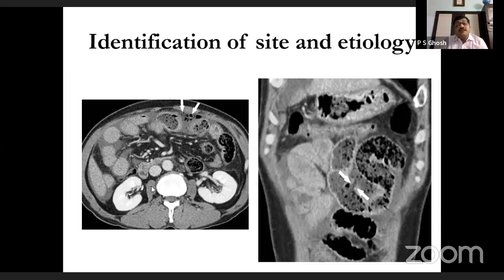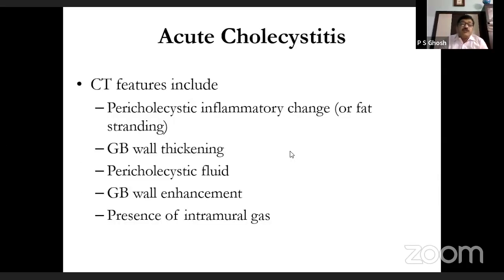This is a young gentleman presented after a blunt abdominal trauma, where we can see some extraluminal gas near the proximal small bowel, as well as a gap in the continuity of the jejunal wall. So again, the etiology and the site of perforation are well appreciated.